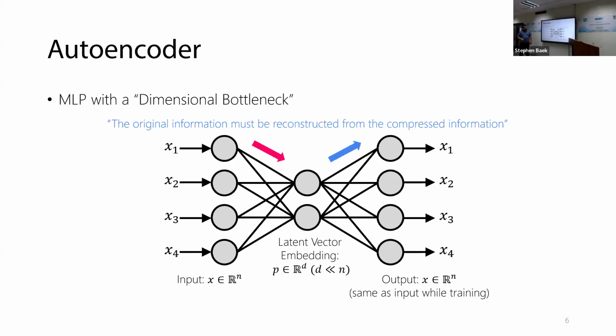And therefore, by training this specific type of MLP on some mean squared error type of loss, the neurons will be configured in a way that optimally compresses the original input into some low-dimensional embedding, and then reconstructs the original signal.